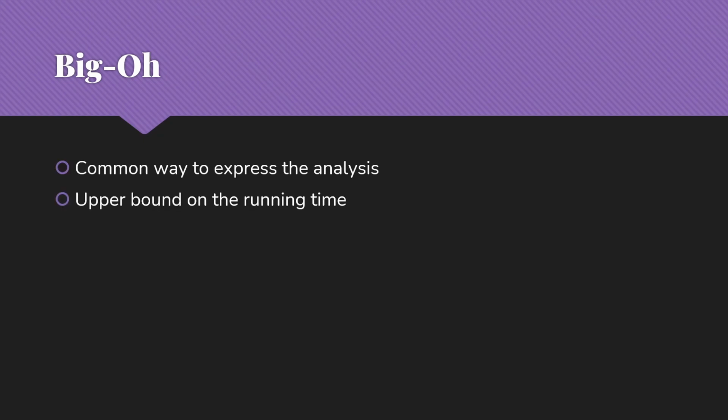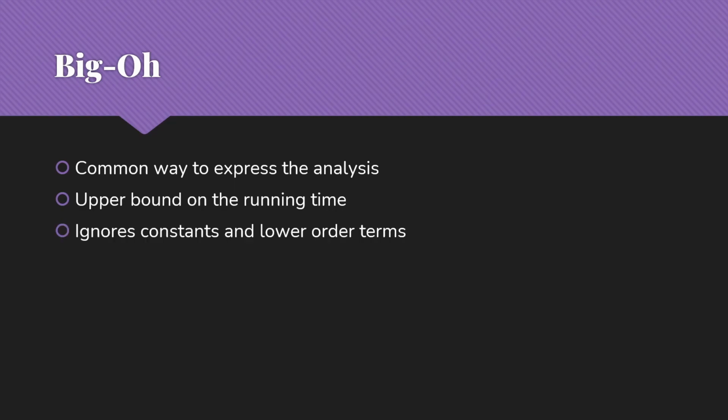We often use big O, which is the most common and most straightforward of those. So, a very common way to express that analysis. It is an upper bound on the running time. So it's basically saying, okay, it's going to grow no faster than this. When we say big O of n squared, that's saying the program running time is going to grow by no more than n squared as it increases.